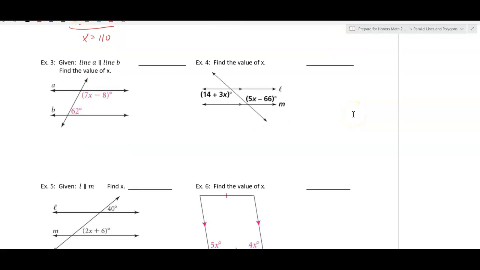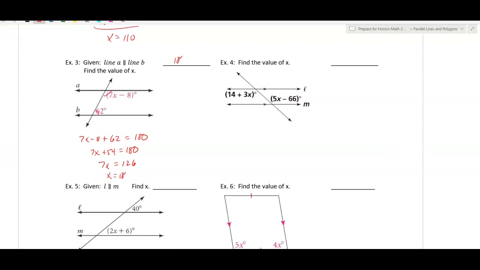Example 3. When I look at these angles, right? These angles are same side interior angles. Therefore, if these angles are same side interior angles, I know they're supplementary, which means they add up to 180 degrees. So 7x plus 54 equals 180. Subtract 54, 180 minus 54 gives you 126. When you divide by 7, you would get x equals 18.